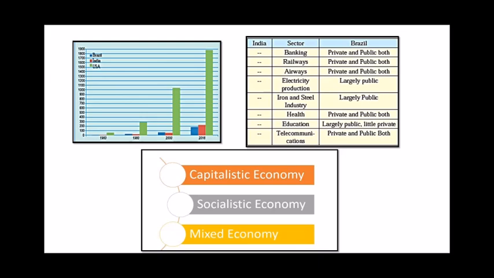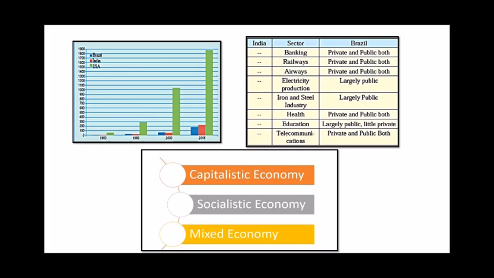companies. So looking at this table, you can see banking in Brazil, it is functioned in both, that is private as well as the public. In India also we have private banks as well as public banks. Railways in Brazil, it is private and public. In India we have largely public, it is largely operated by the government. Airways in Brazil, it is private public. In India it is largely private and a little bit of public.